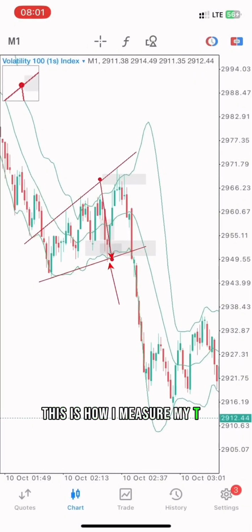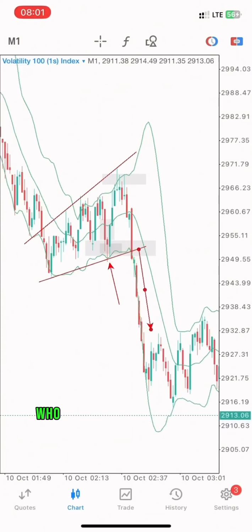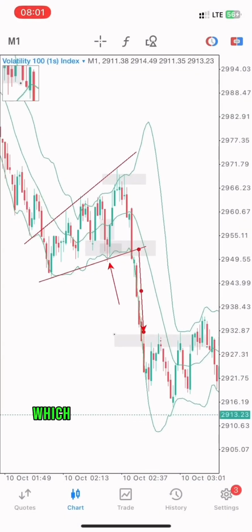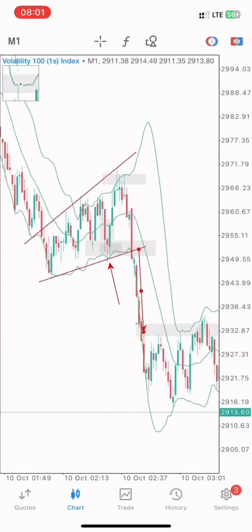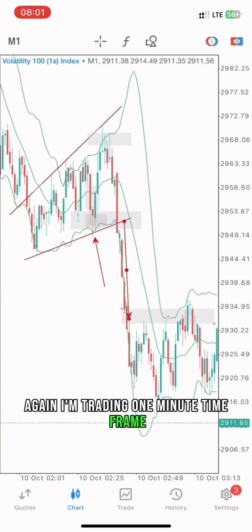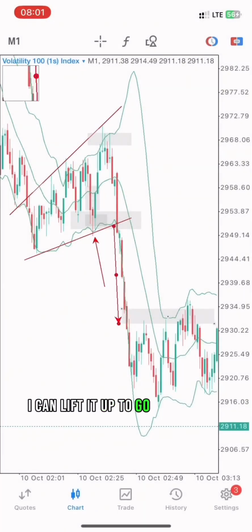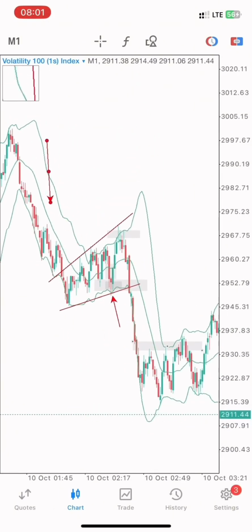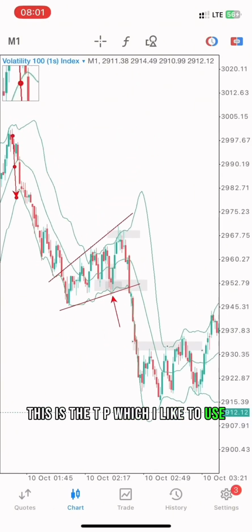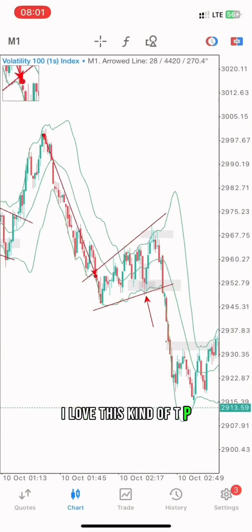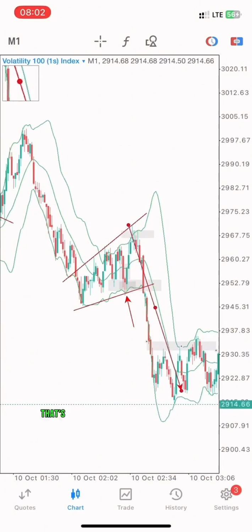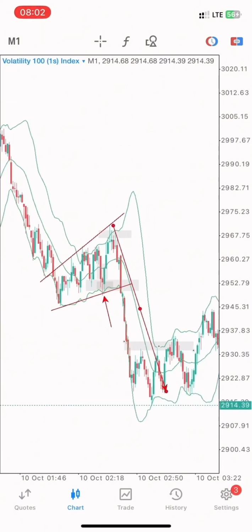This is how I measure my TP. That's the first TP, the safest for the traders who are afraid of taking risk. That's the TP which is recommended for you. Again, I'm trading the 1 minute time frame. I can leave it up to go to the time frame. Then this is the TP which I like to use. I love this kind of TP. It has a lot of risk and a lot of profit. That's the TP which I use here.